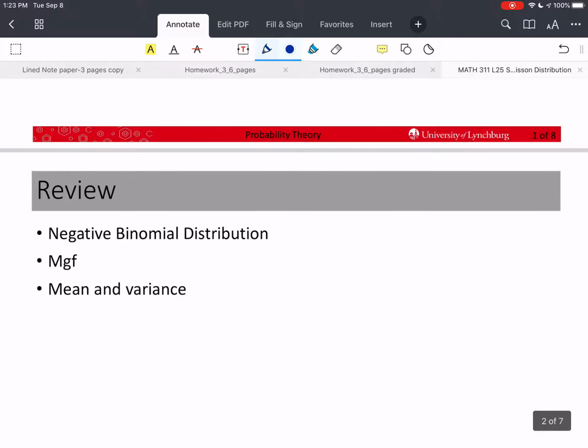Last time we discussed the negative binomial distribution and actually did some examples. We talked about its moment generating function, its mean and variance.